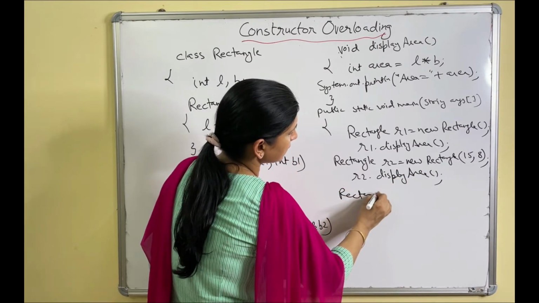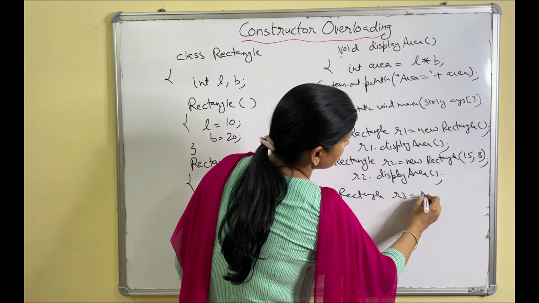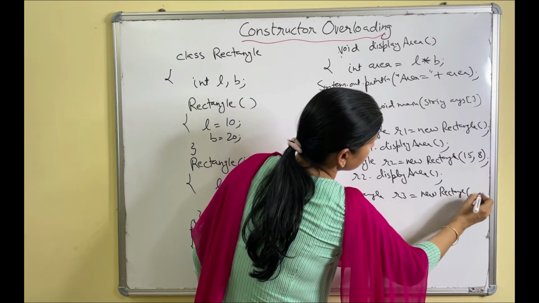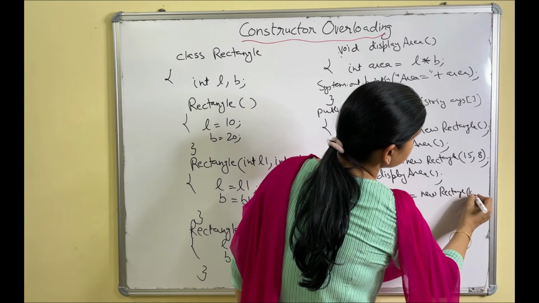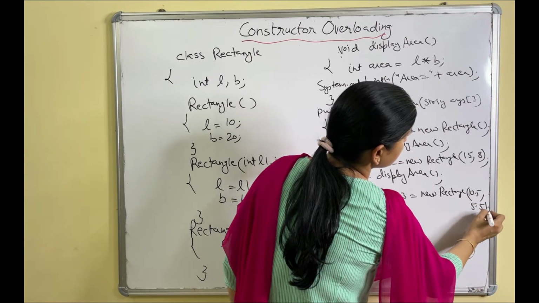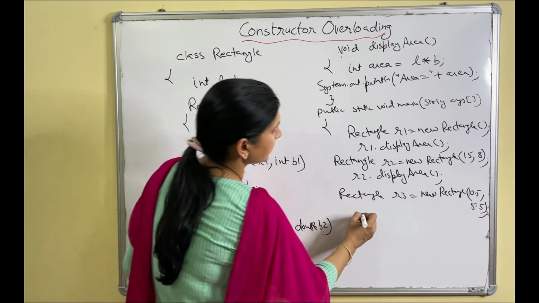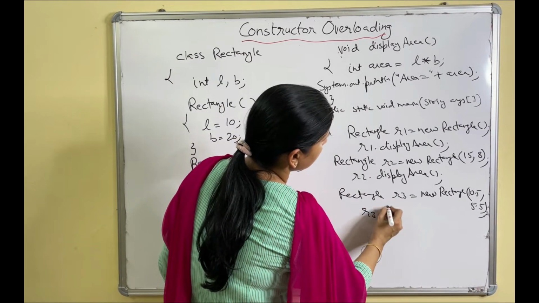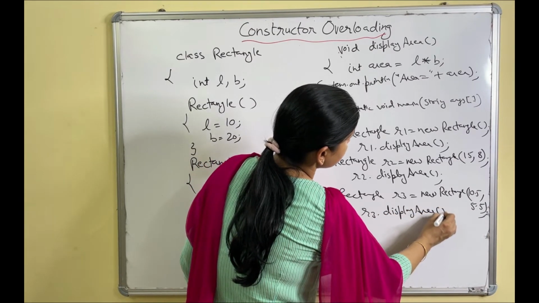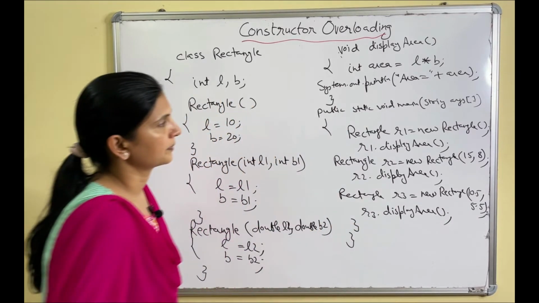To invoke the third constructor with double, we will pass two double parameters, new Rectangle, and let it be 10.5 comma 5.5. So we have passed two doubles, 10.5 comma 5.5, and in the same way we will invoke R3.displayArea. So this was the example of constructor overloading, main close, class close.